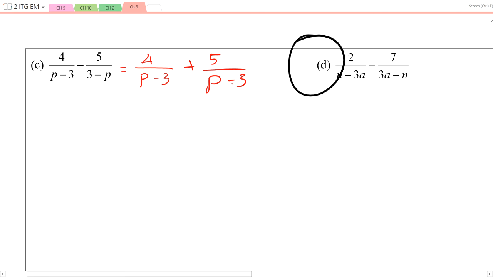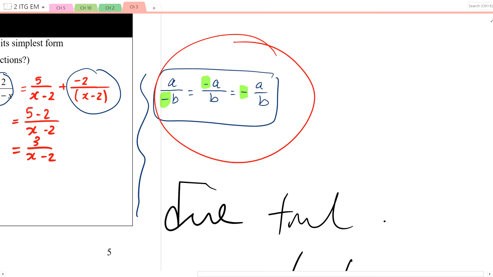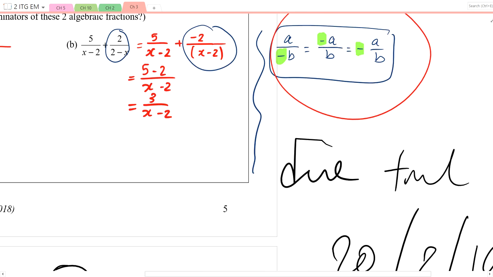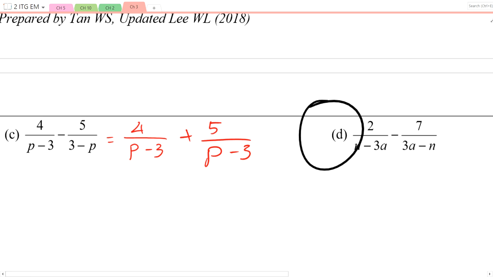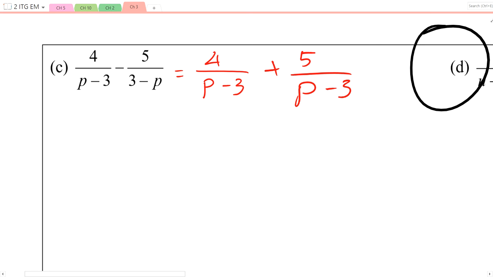I have skipped steps over here. Okay, why is it that I can do this? It is because of this particular relationship. Okay, at this point in time, who needs me to go through why from minus 5 over 3 minus p, it became plus 5 over p minus 3? Who needs me to go through this? Okay, how about who understands why it is like this? Who understands? Raise your hand.